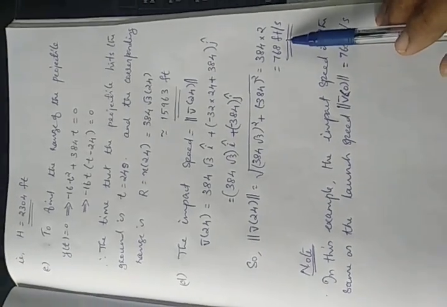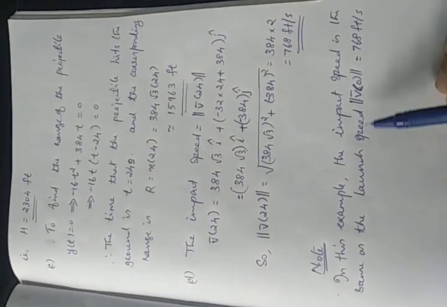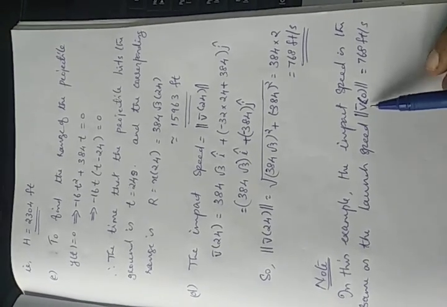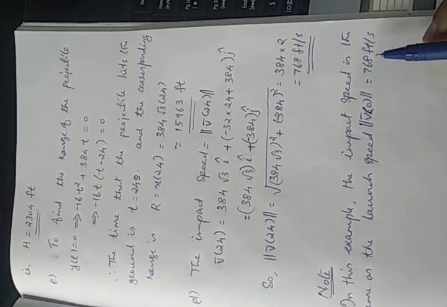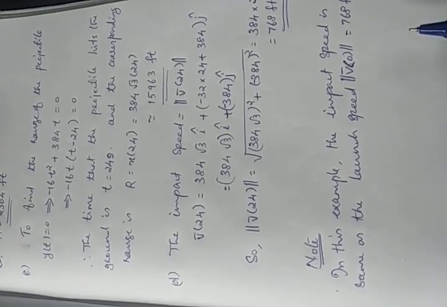So this is the impact speed. Now in this example, if we calculate the launch speed, that is the norm of v of 0, then it will also be equal to 768 feet per second. Now I conclude and thank you for watching.